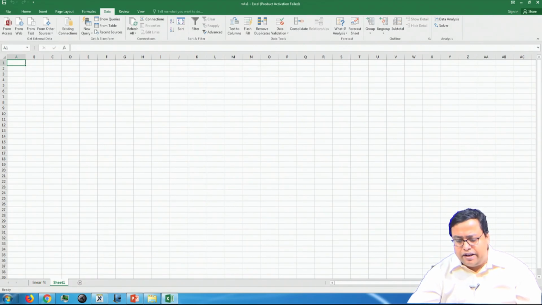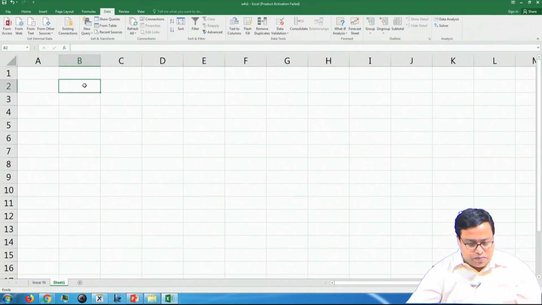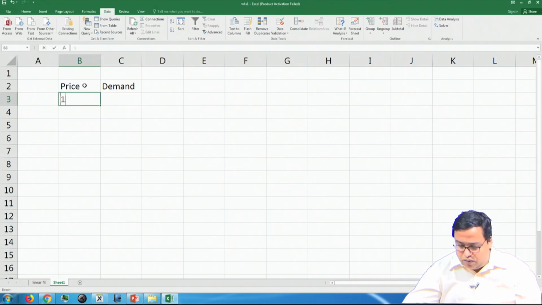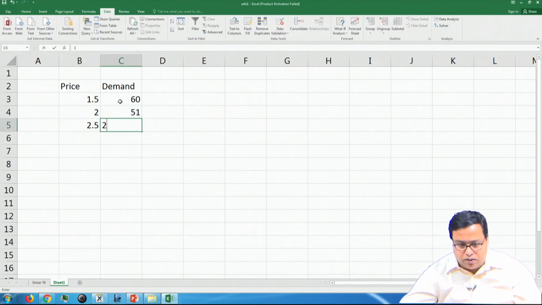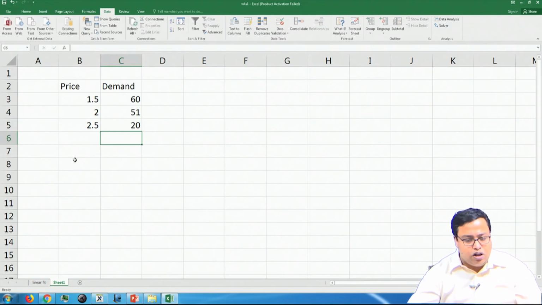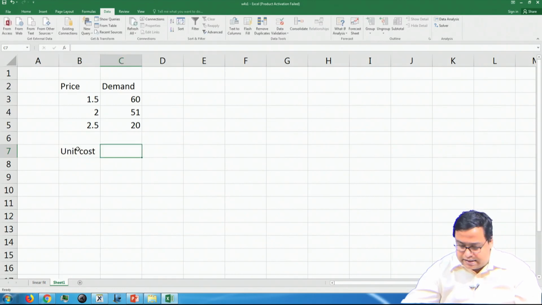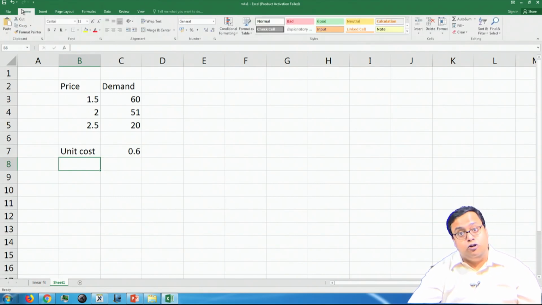Not always will you have a linear function, not always all demand functions will be linear. There can be nonlinear demand functions also. So, what I write is price and demand, and let us say I have certain nonlinear values: 1.5, 2 and 2.5, and correspondingly let us say I have demand of 60, 51 and 20. And I know also that my unit cost is, let us say, 0.6. If this has been given to me, what will I do?